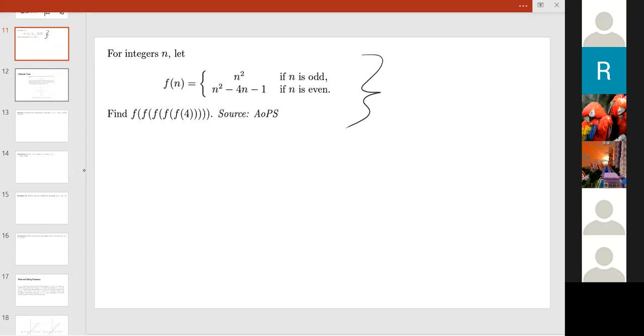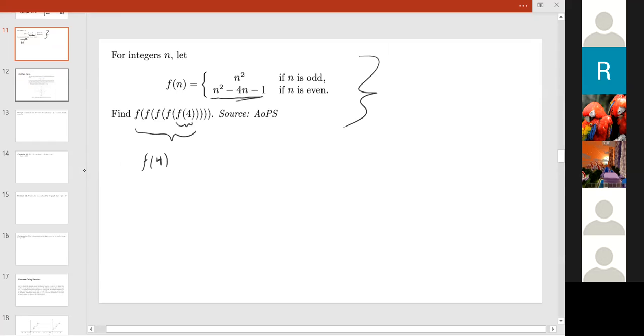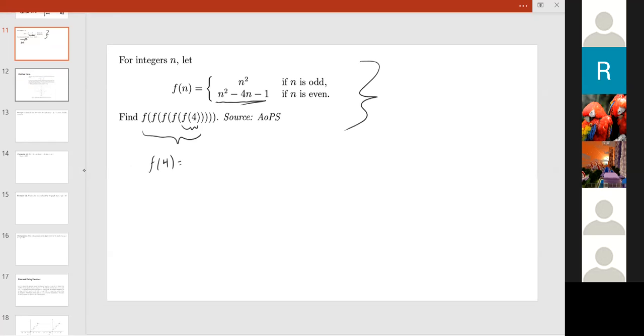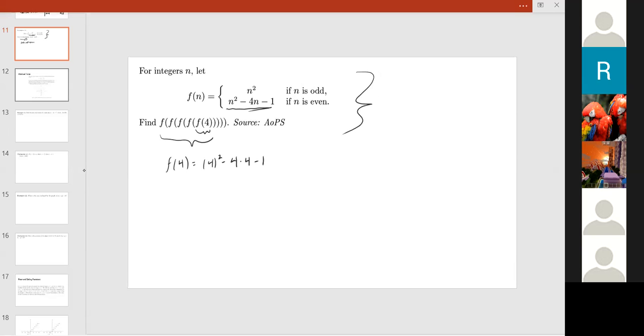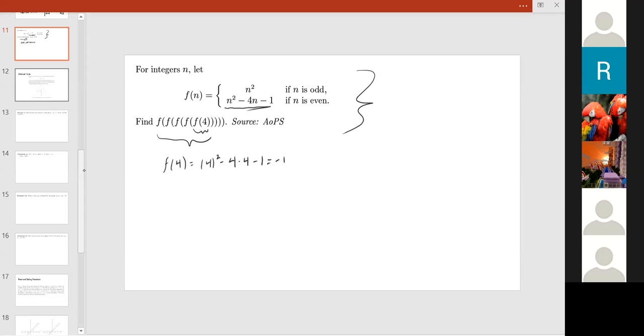So first, to evaluate this whole thing, we first want to evaluate f of 4, which is the middle part. So since 4 is even, we want to use this part of the function. So we get f of 4 is equal to 4 squared minus 4 times 4 minus 1, which is 16 minus 16 minus 1, which is just negative 1.